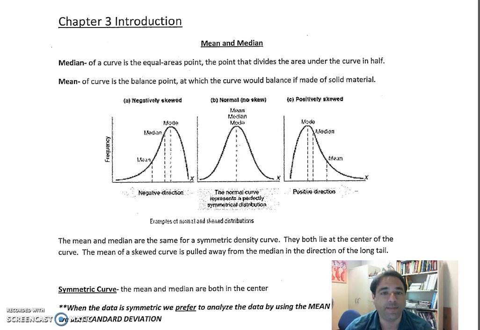Hello, we're going to talk about Chapter 3. In Chapter 3, we're going to look at measures of central tendencies, including the mean and median. The median of a curve is the equal-areas point, the point that divides the area under the curve in half.